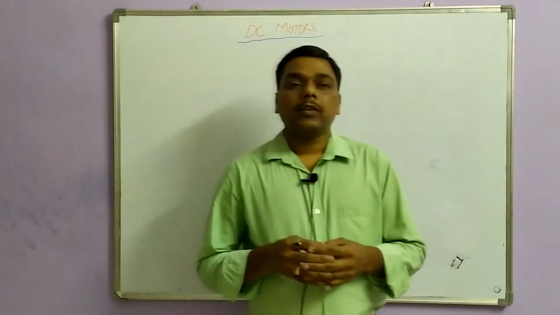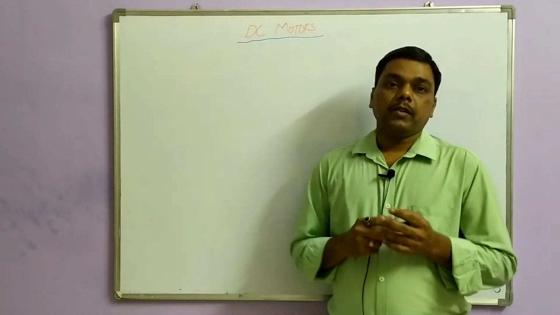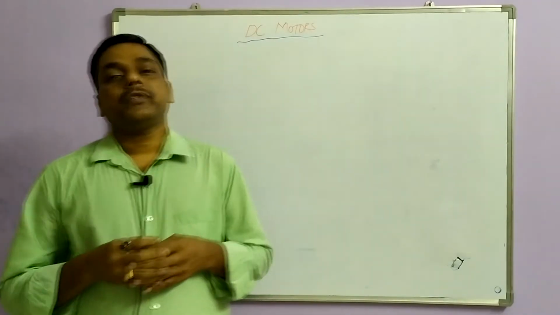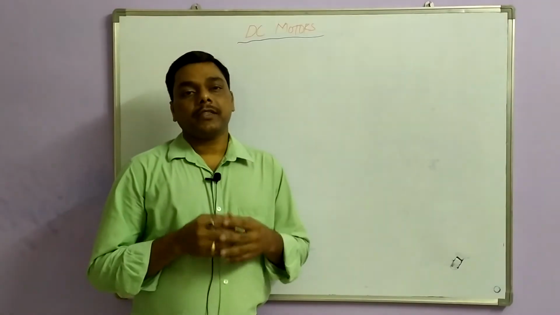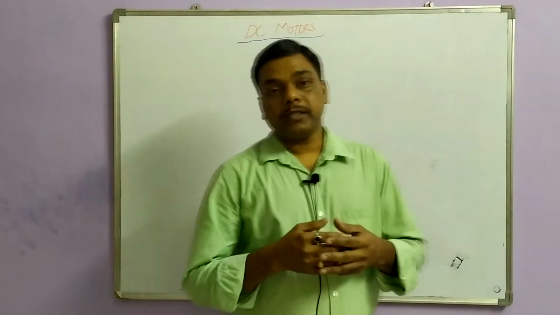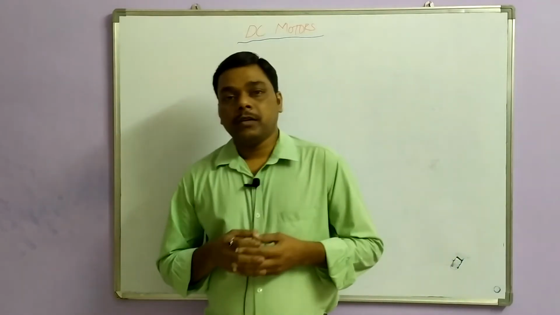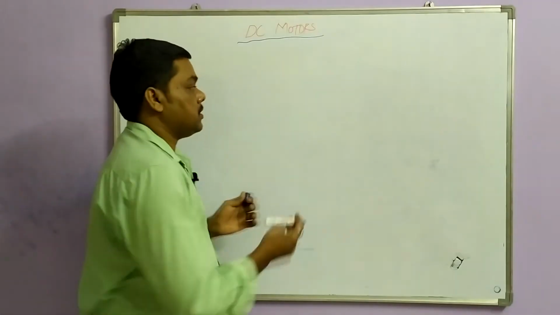Today in this lecture we are going to discuss DC motors. Up to now we discussed DC generators, the working principle of generators and characteristics, critical field resistance, critical speed, and demagnetizing, cross magnetizing, calculation of ampere turns. Now all these come under DC machines.